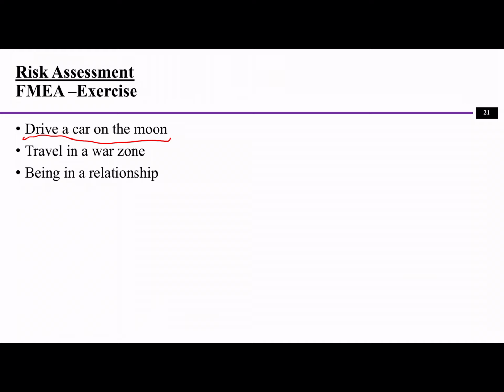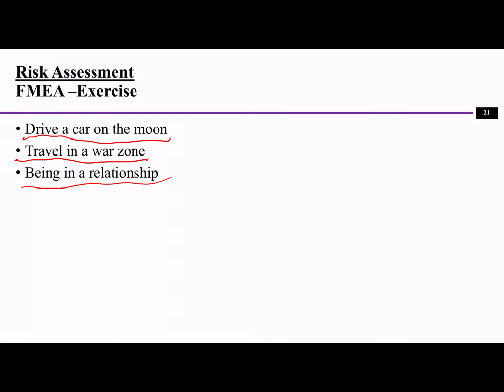And then you can give out solutions. So how do you make sure that the car will not go wrong when it's running on the moon? Same for traveling in a war zone, or you can do a little analysis of being in a relationship, where things can go wrong, and how you come up with actions to address that, and then give an evaluation of the process.